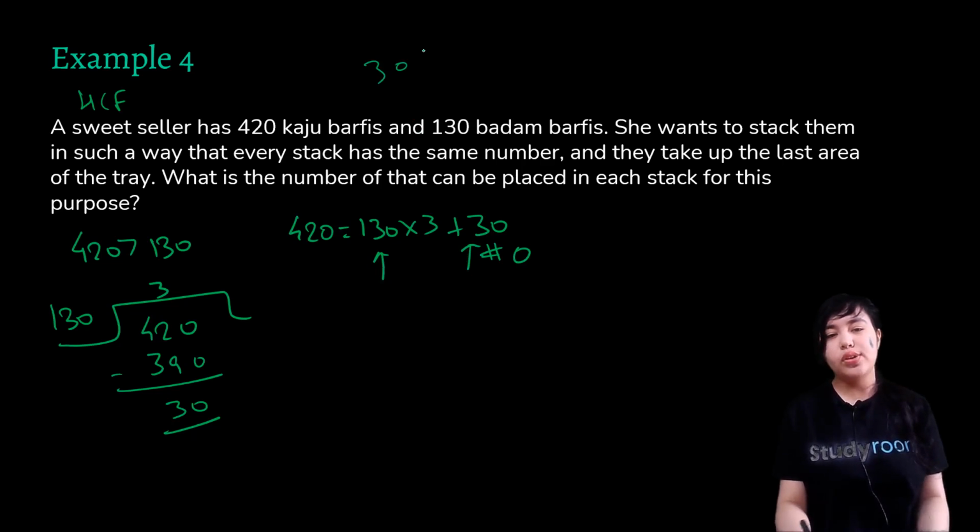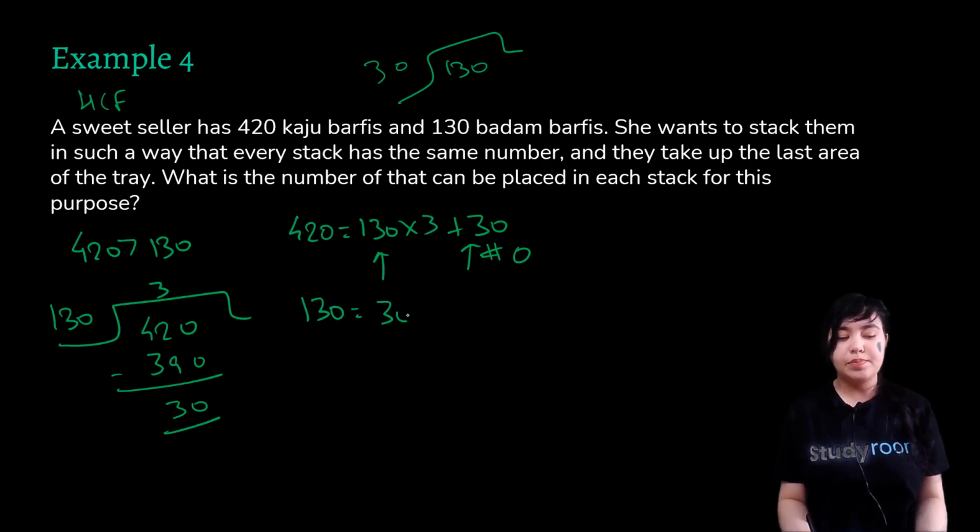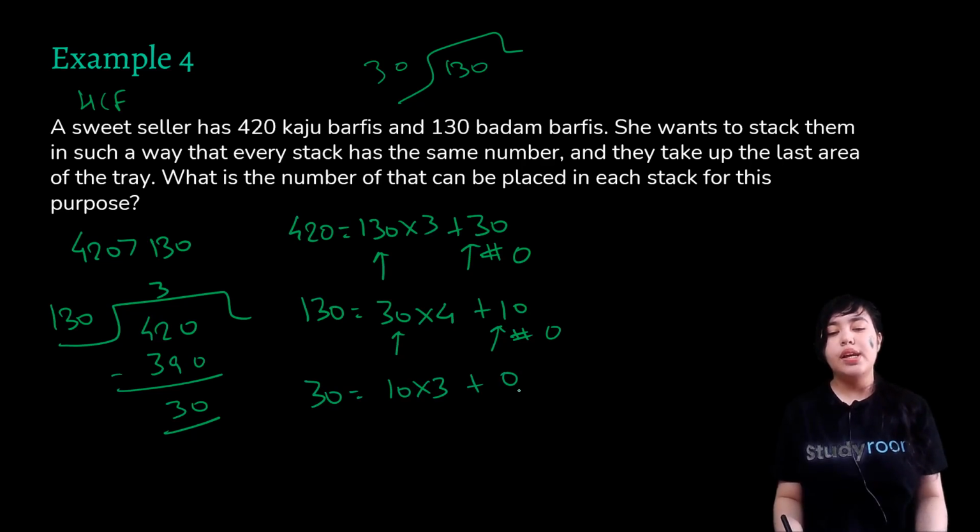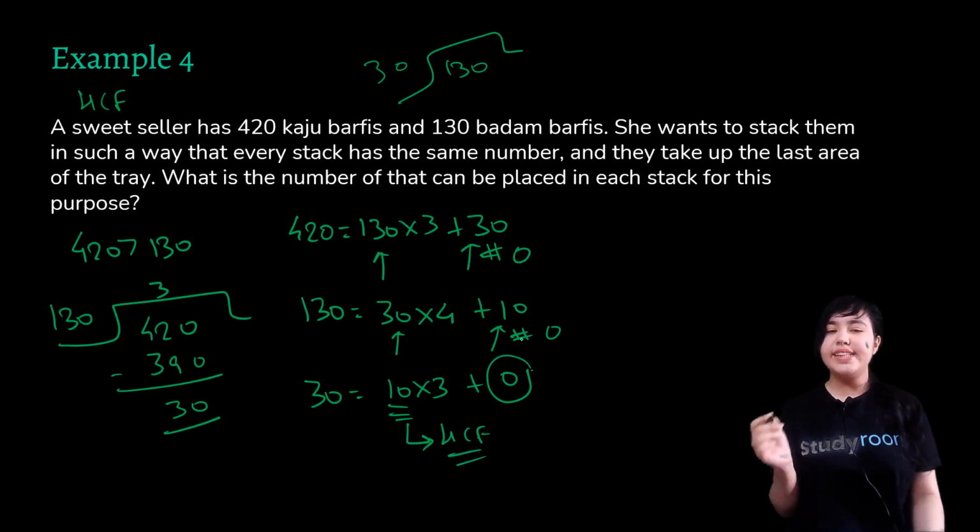So again, you can perform this long division. I'm straight away writing the results. So you will get 130 is equal to 30 into 4 plus 10. Again, the remainder is not equal to 0. So apply the lemma to 30 and 10. And this time you will get 30 is equal to 10 into 3 plus 0. Since the remainder is 0, whatever divisor I am having, which is 10 in this case, becomes my HCF. So HCF of 420 and 130 is 10.